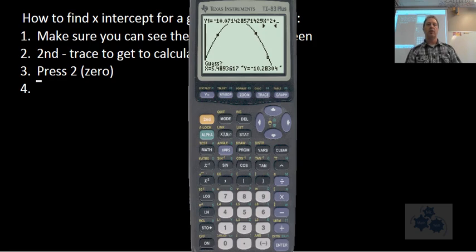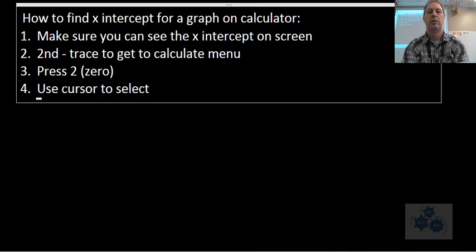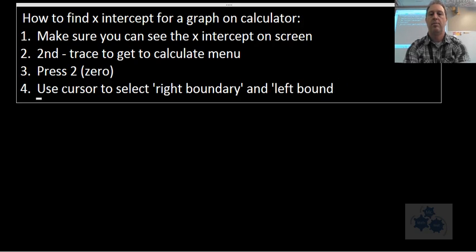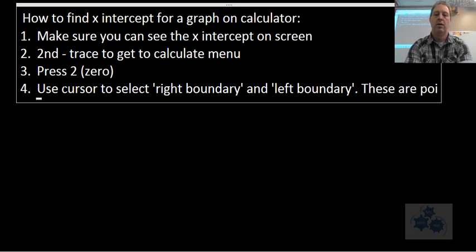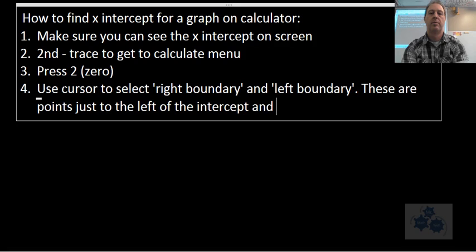Okay? So press 2 for zero, and then use the cursor to select the left boundary and right boundary. These are points just to the left of the intercept and just to the right.